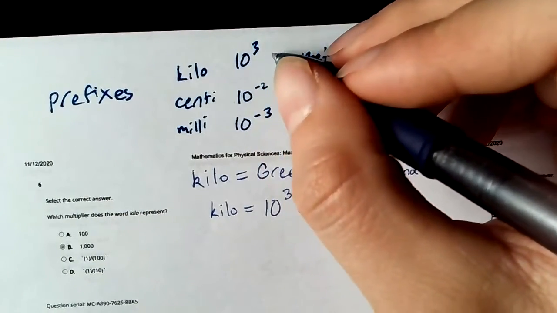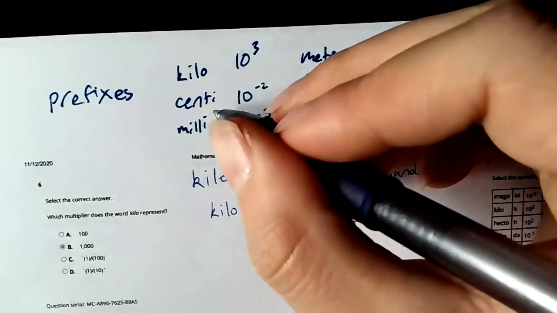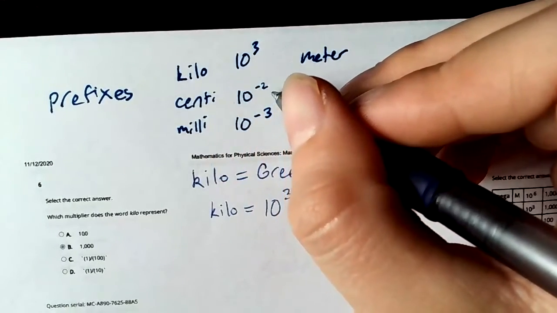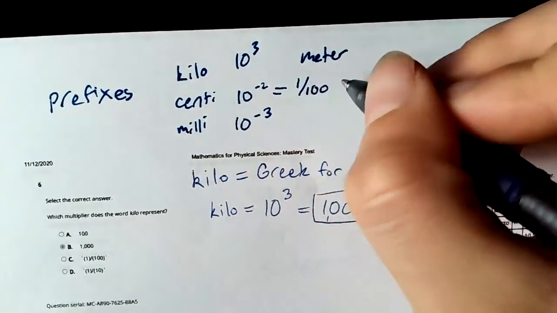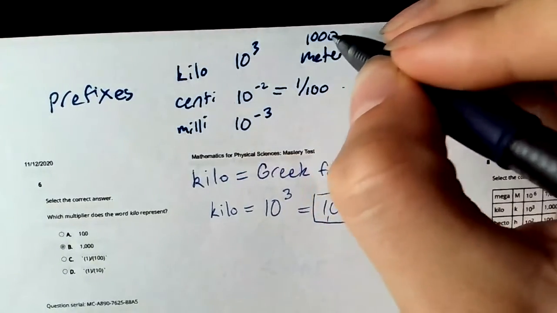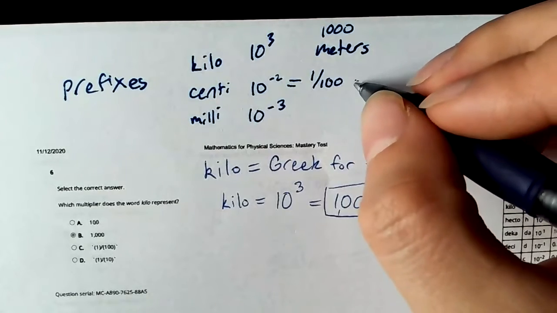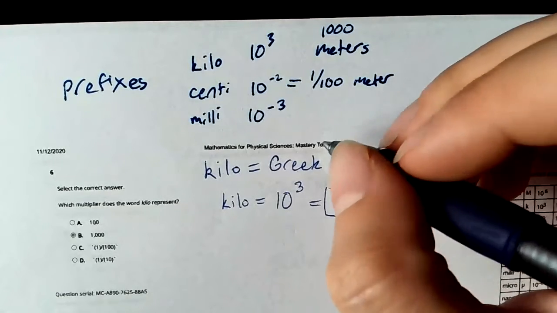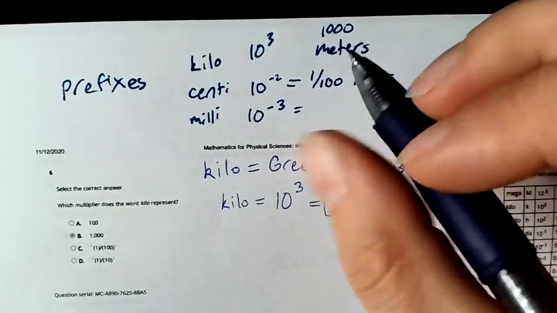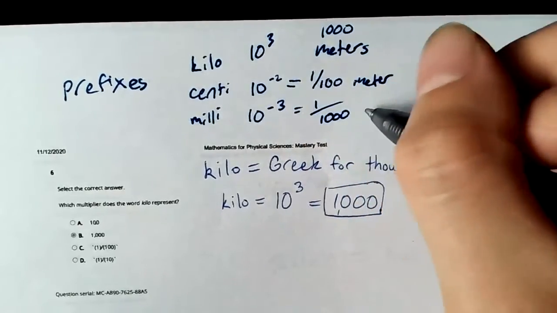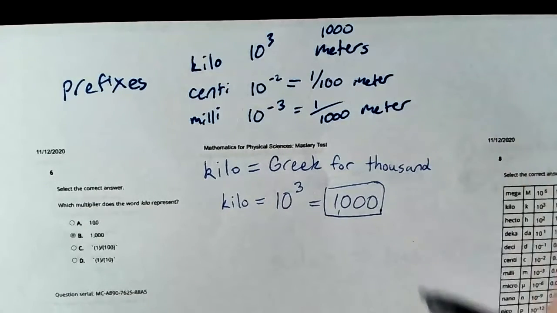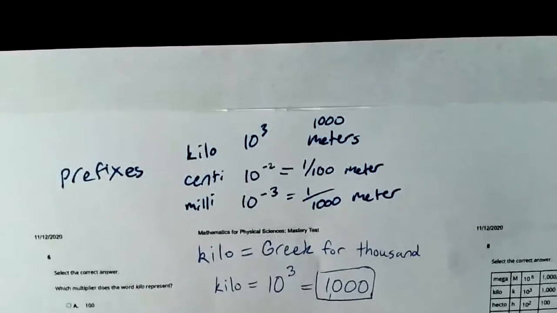So kilometer is 1,000 meters. A centimeter is 1/100th of a meter. So kilo is 1,000 meters. Centimeter is 1/100th of a meter because it's smaller than a meter. And then millimeter is 1/1000th of a meter. Okay? So that's all that prefixes mean. It just helps you tell how much of a unit there is.